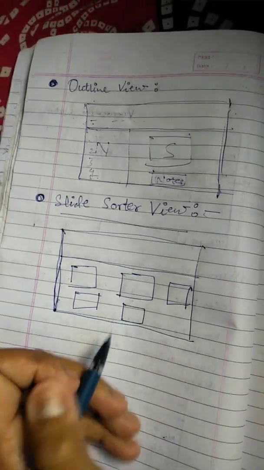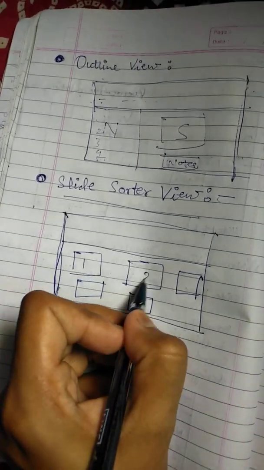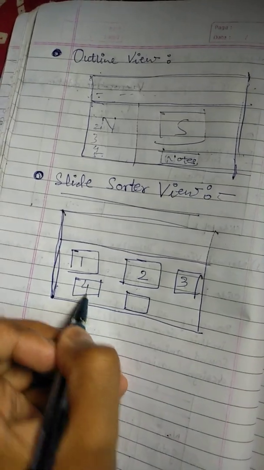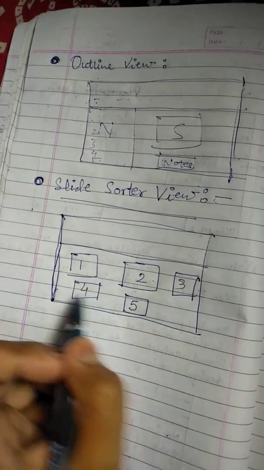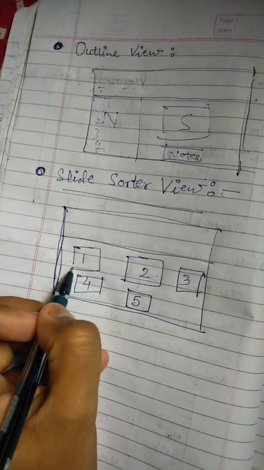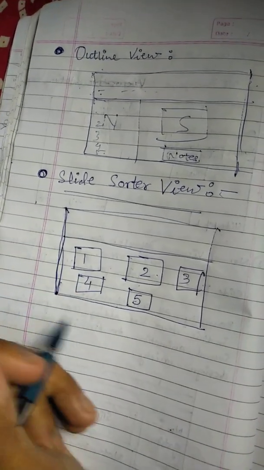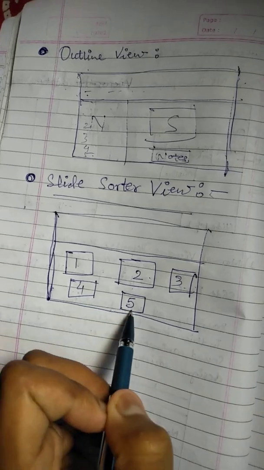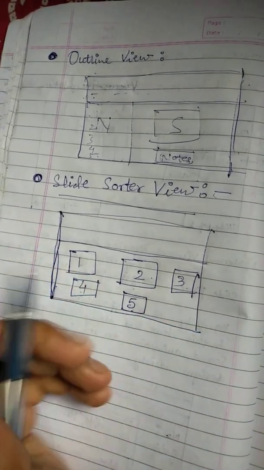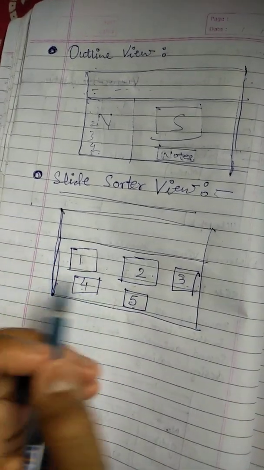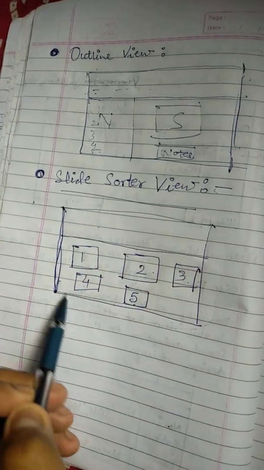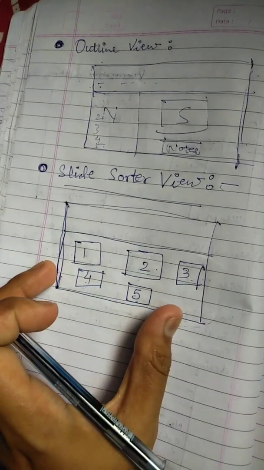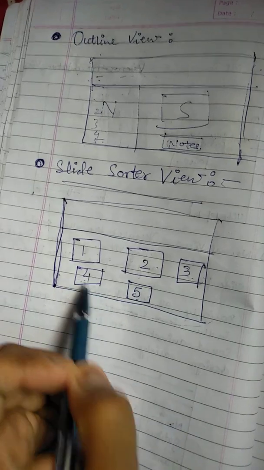I have used only an example of 5 slides. First slide, second slide, third slide, fourth slide, and fifth slide. These slides were made by me. Okay, students, it is an example. I am using an example to explain things to you. As I click on slide sorter view, this is how my screen is going to look. All the slides will be placed next to each other.